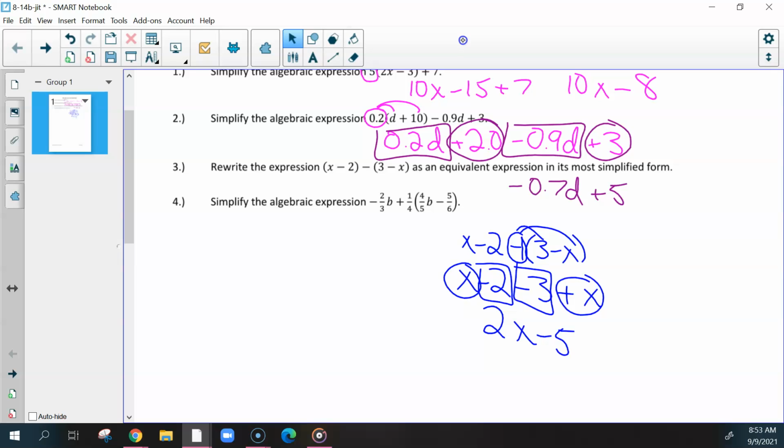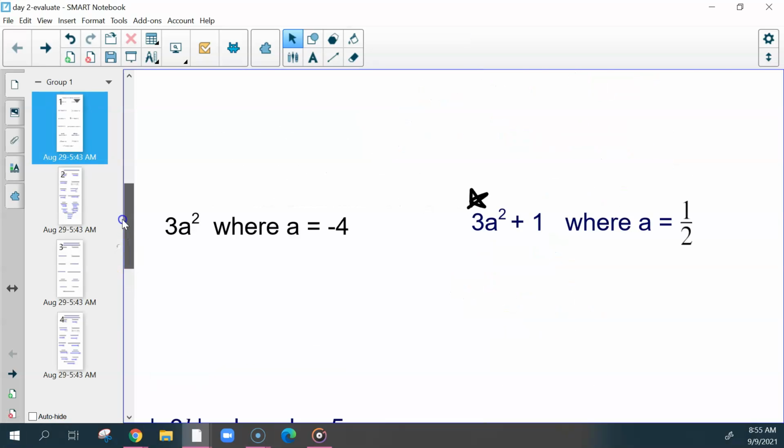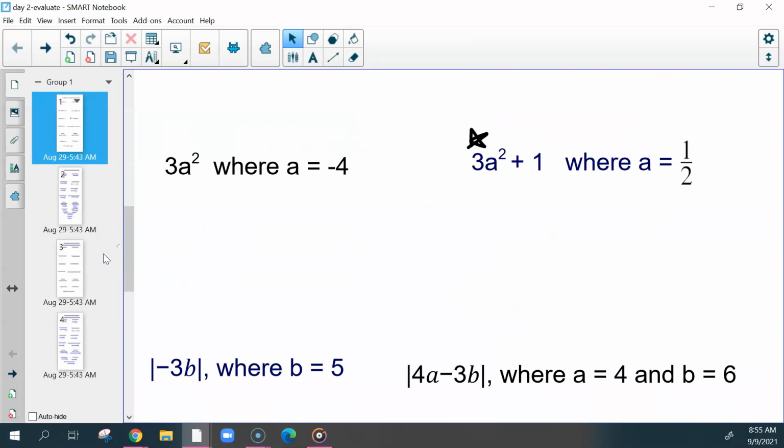Take out your evaluating expression notes if you don't have them out already. If you need another one, let me know. I have extras. We're going to jump to this one. I know we didn't do all of the ones on this page. You may have, but look for this one.